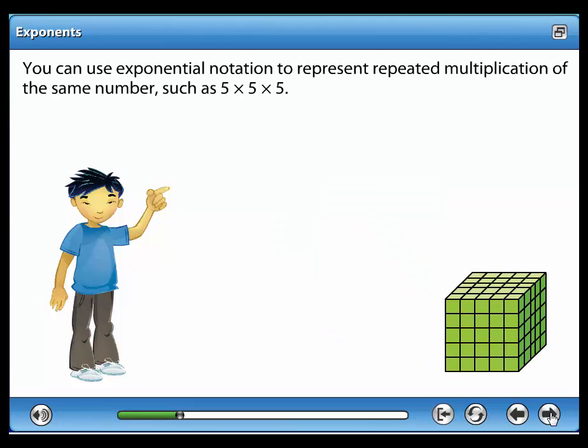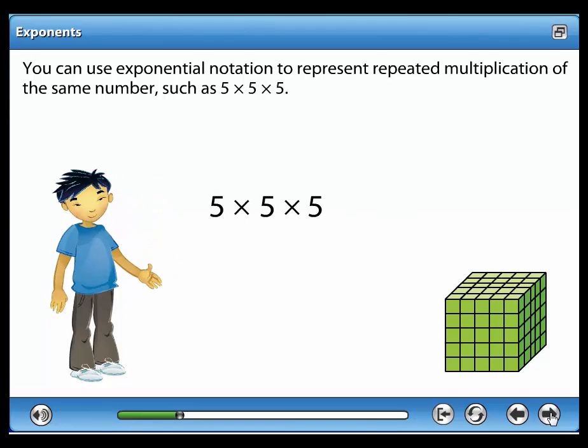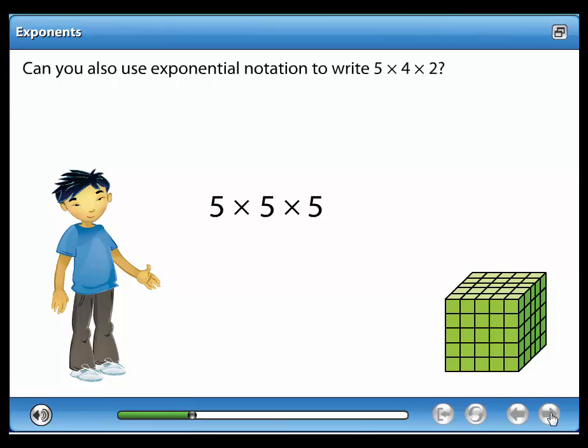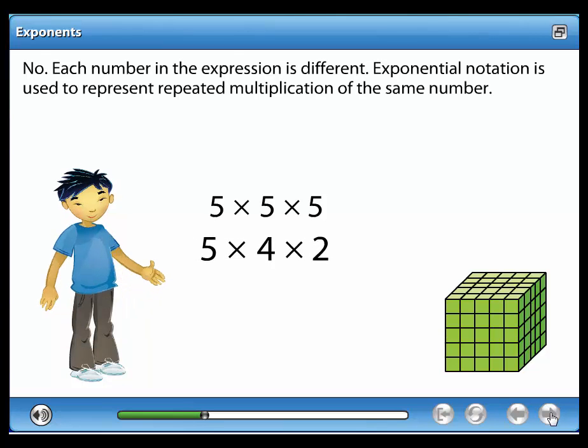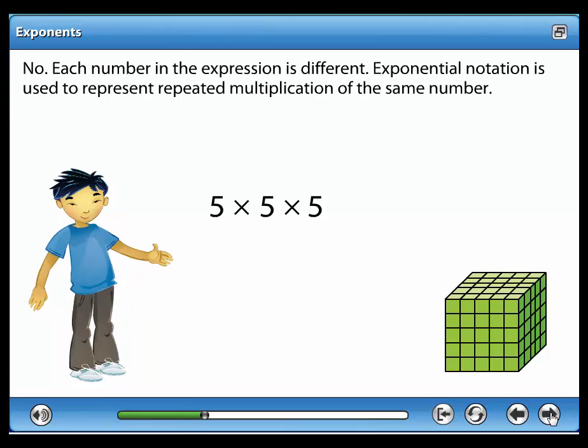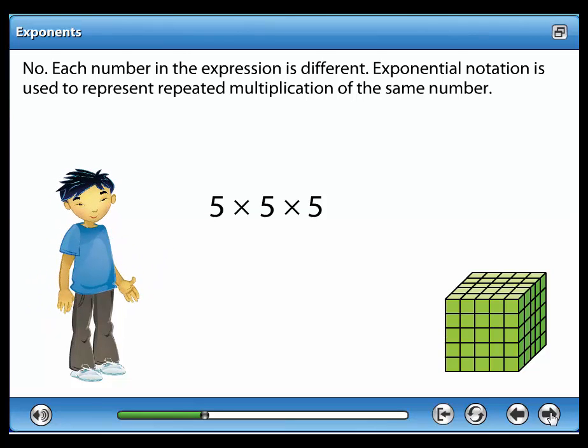You can use exponential notation to represent repeated multiplication of the same number, such as 5 times 5 times 5. Can you also use exponential notation to write 5 times 4 times 2? No, each number in the expression is different. Exponential notation is used to represent repeated multiplication of the same number.